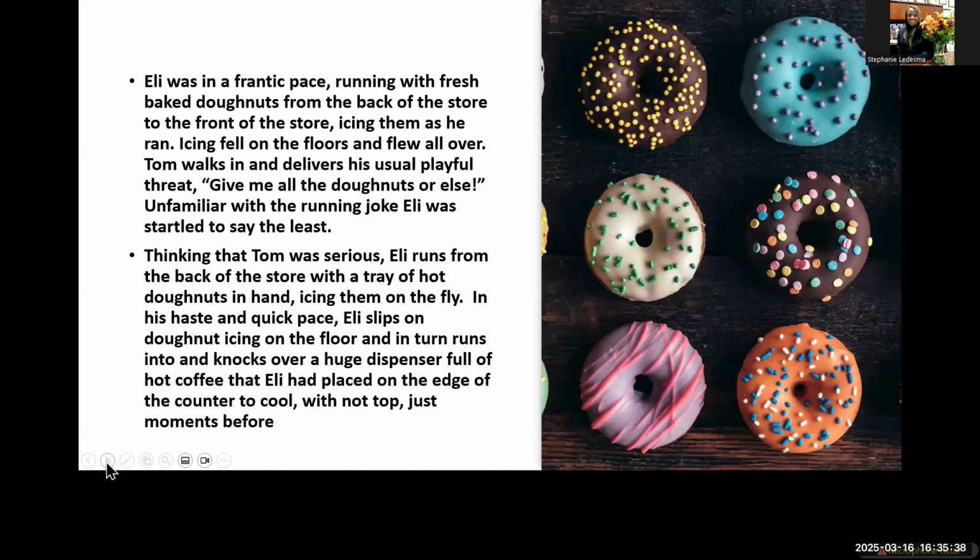Tom walks in and delivers his usual morning playful threat. "Give me all the donuts or else." Unfamiliar with the running joke, Eli was startled to say the least. Thinking that Tom was serious, Eli runs from the back of the store with a tray of hot donuts in his hand, icing them on the fly. In Eli's haste and quick pace, Eli slips on the donut icing on the floor, and in turn runs into and knocks over a huge dispenser full of hot coffee that Eli had placed on the edge of the counter to cool with no top, just moments before.